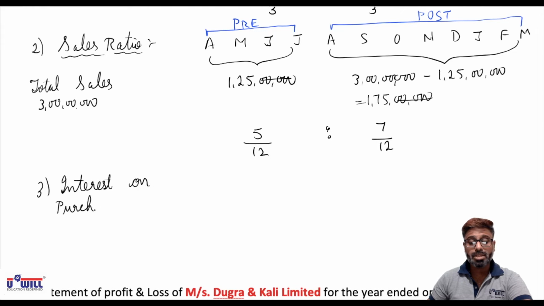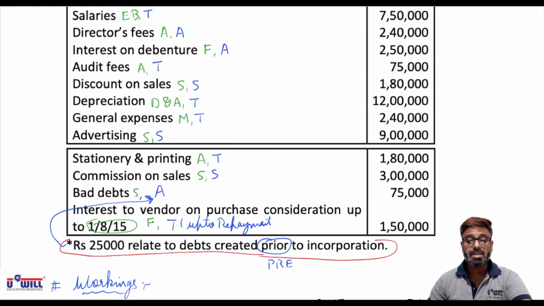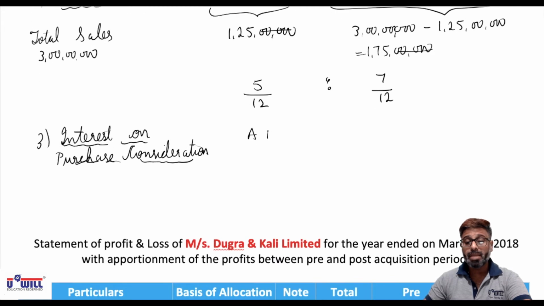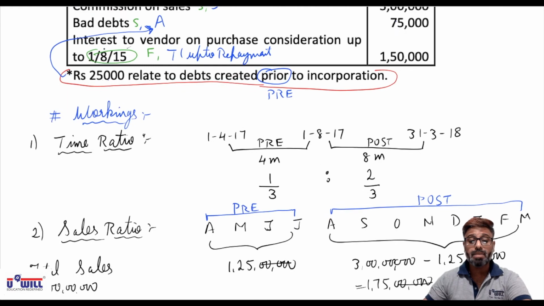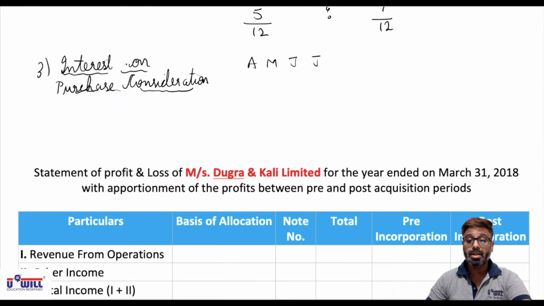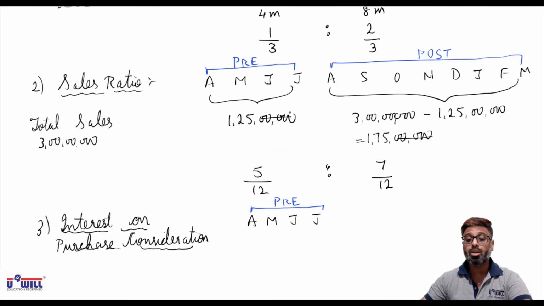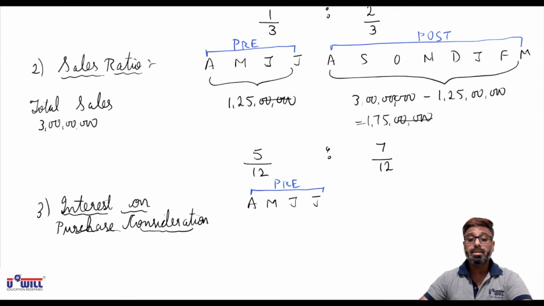Okay, interest on purchase consideration. Exclusive time ratio for that we have to obtain. Now what is the date of repayment? We have to do it only up to the date of repayment. So date of repayment is 1st August. 1st August means till July: April, May, June, July. 1st August is the date of repayment, so August won't be included. Now April, May, June, July entirely is pre-incorporation period only. Okay, first 4 months is pre-incorporation period only.